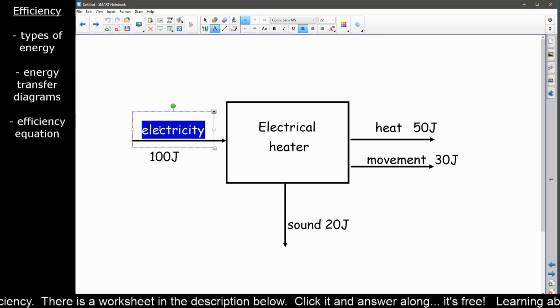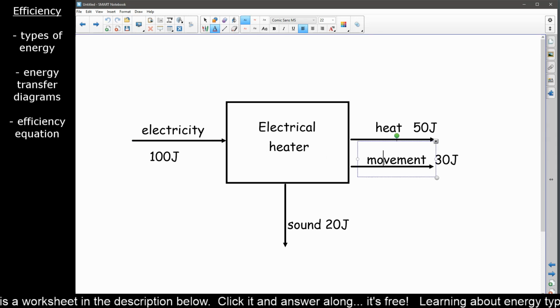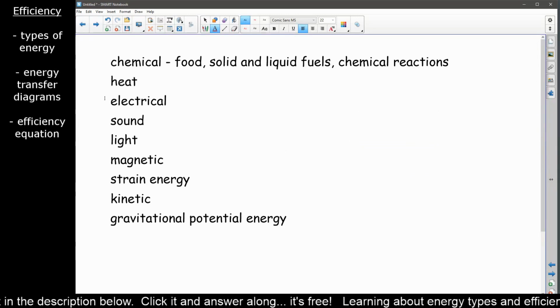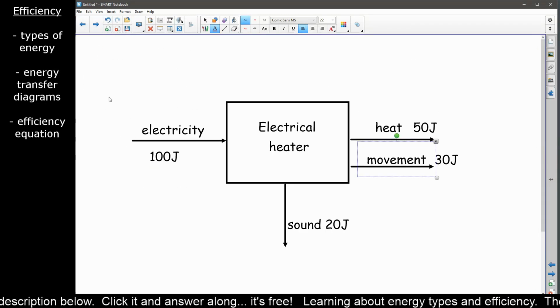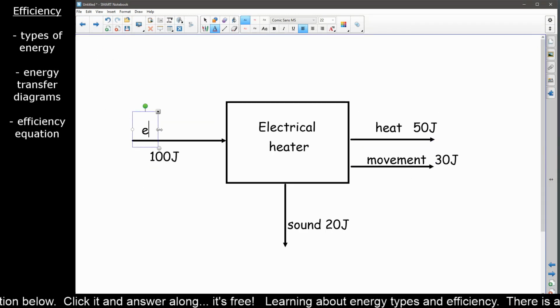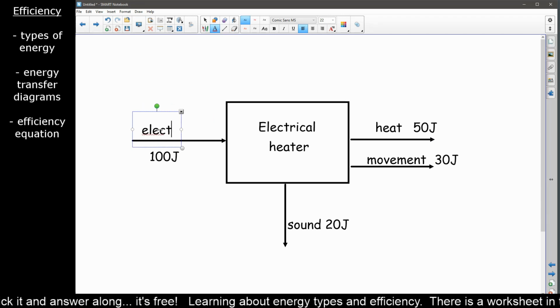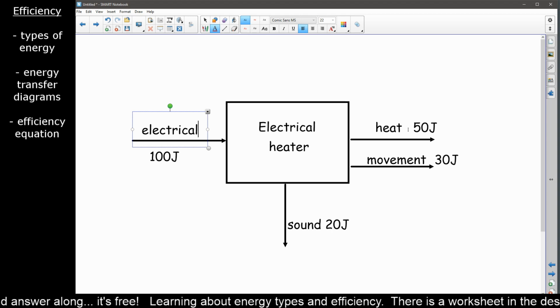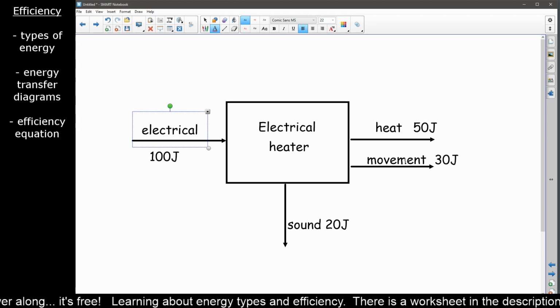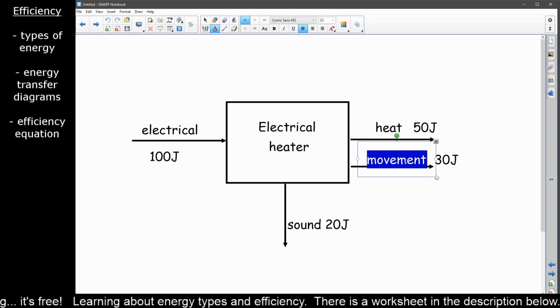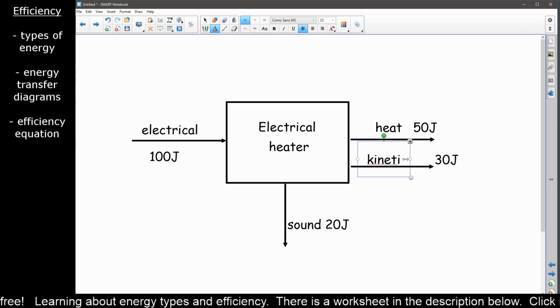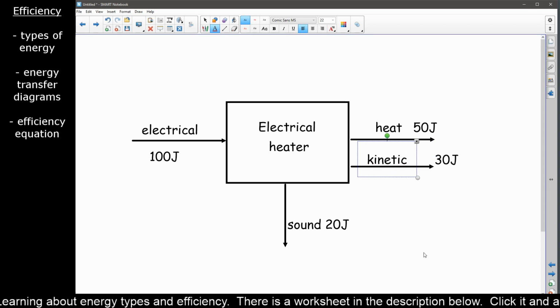Now, electricity is the wrong terminology here because we should be using our correct styles of energy. So we get electricity. That's not in our list at the start, but electrical is. So let's update that so that we're talking about energy here. So this is electrical in here. Heat and sound are in the list, but movement is not. Movement is just a little bit too vague. We want to call this our technical word, which is kinetic.